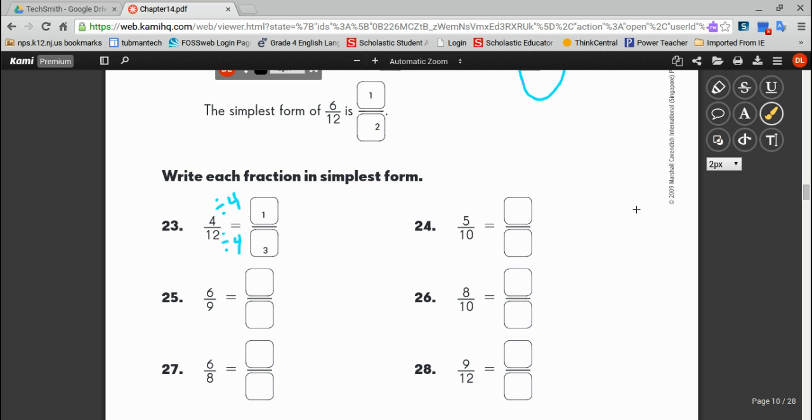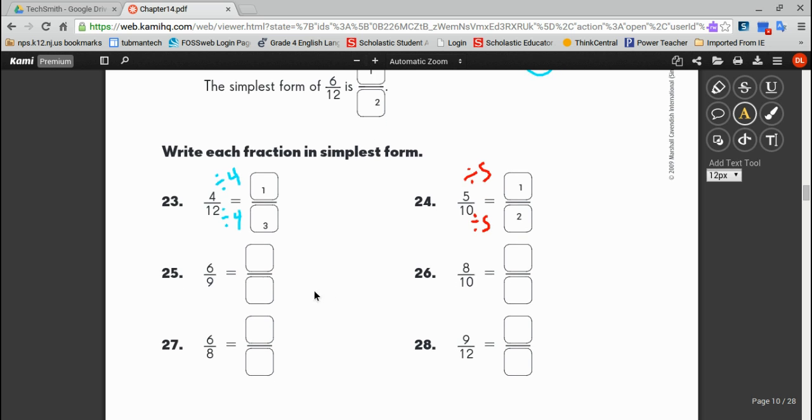So let's figure out what number I want to divide by. Should I divide by 2s? Well, I can't do 5 divided by 2. Can I divide by 3s? Can't do 5 divided by 3. Can't do 4s. Can't do 5 divided by 4. So I'm going to divide the top and the bottom by 5s. I want to divide by 5 on top and divide by 5 on the bottom. So 5 divided by 5 is 1, and 10 divided by 5 is 2.